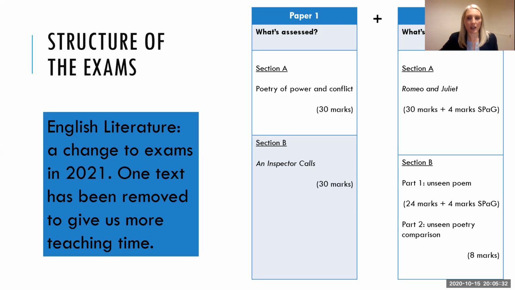Paper 2, section A will be Romeo and Juliet, and section B will be unseen poetry, which is an unseen poem on its own to start with, and then part 2 is a comparison to a second unseen poem. So lots of content still in there, but a little bit lighter than it would have been had the changes not been made.